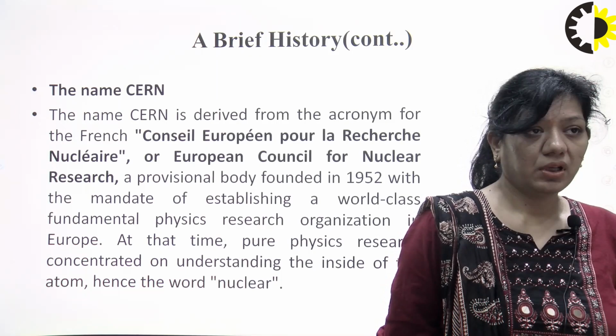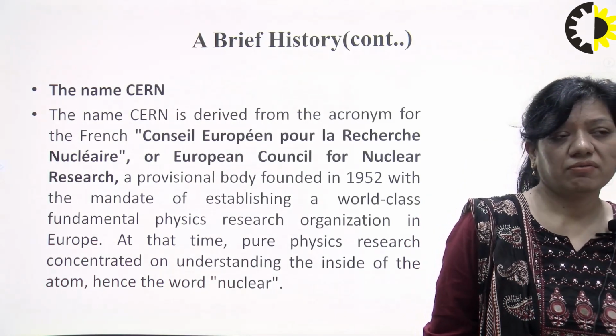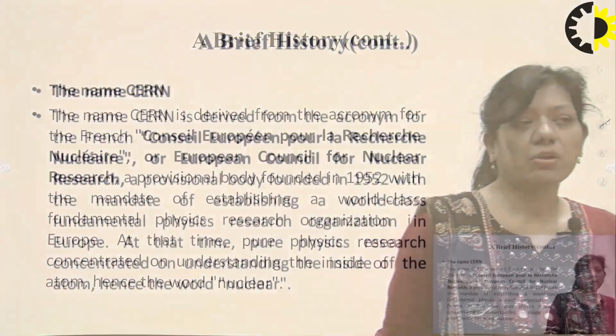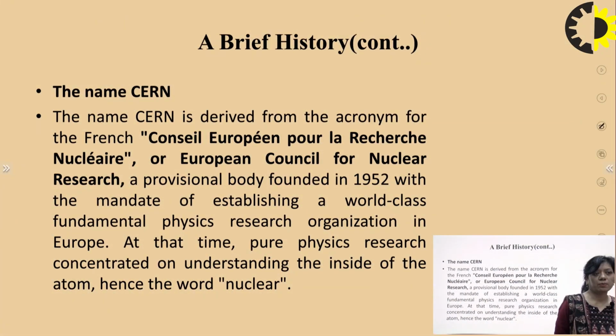So where does the name CERN come from? The name CERN is derived from the acronym for the French Conseil Européen pour la Recherche Nucléaire, or European Council for Nuclear Research, a provisional body founded in 1952 with the mandate of establishing a world-class fundamental physics research organization in Europe. At that time, pure physics research concentrated on understanding the inside of the atom, hence the word nuclear.